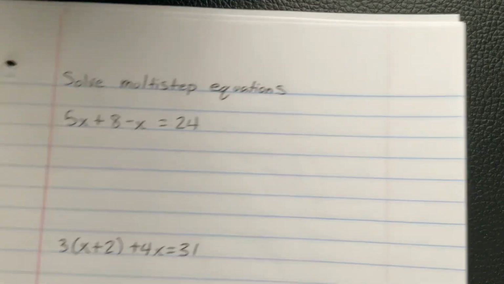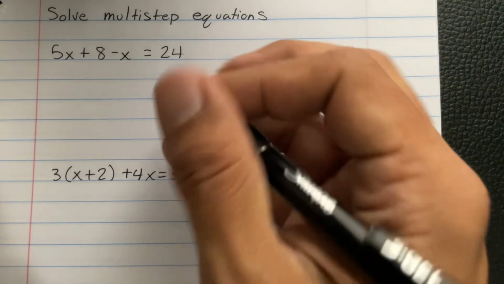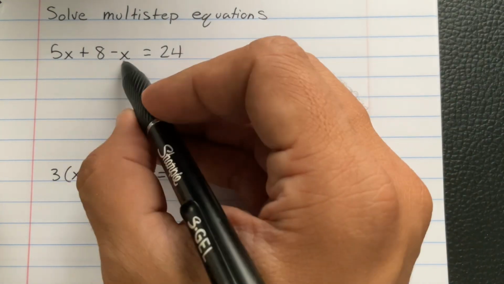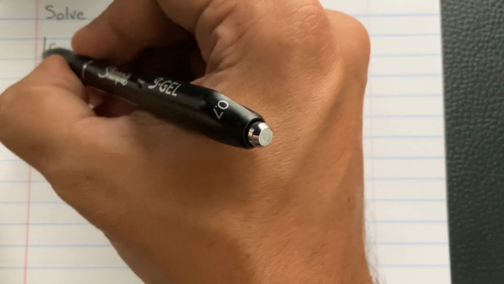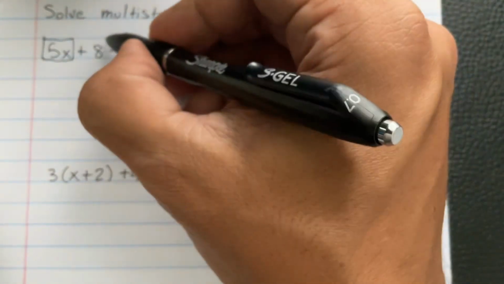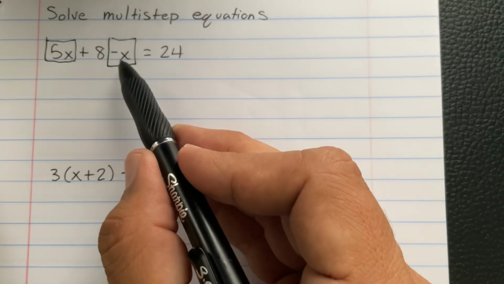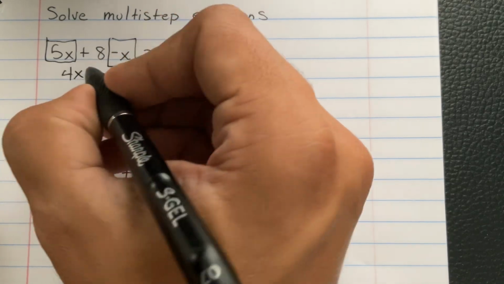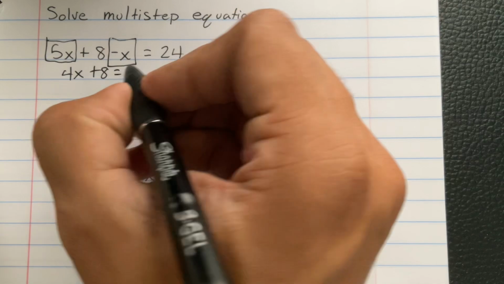All right, now let's solve multi-step equations. So let's do this one. Let's combine like terms. I have a 5x and a minus x. So I have this x and this x. If I have 5 of them and I'm subtracting 1, I now have 4x. There's only one 8, so it's just going to come down. I haven't done anything with it.